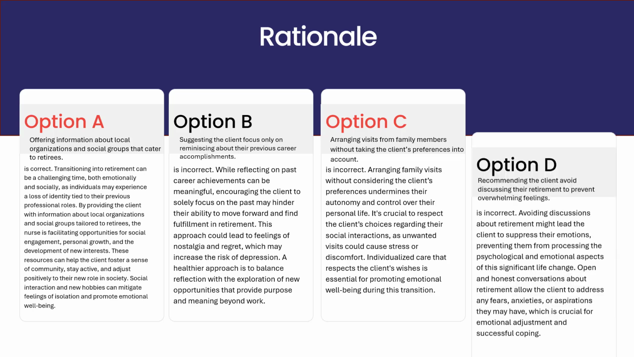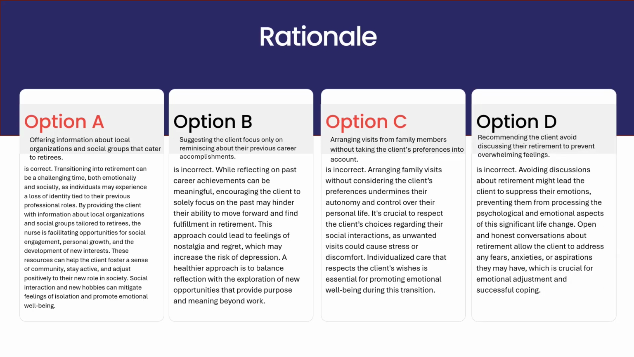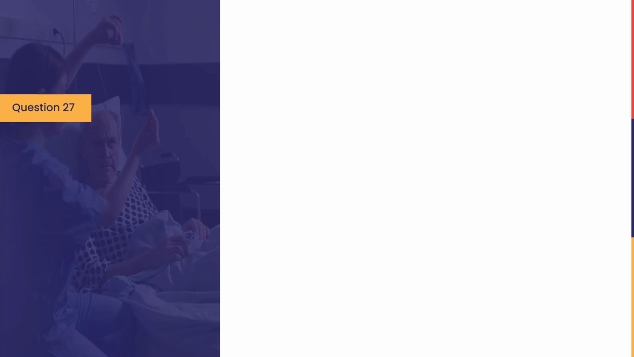D is incorrect. Avoiding discussions about retirement might lead the client to suppress their emotions, preventing them from processing the psychological and emotional aspects of this significant life change. Open and honest conversations about retirement allow the client to address any fears, anxieties, or aspirations they may have, which is crucial for emotional adjustment and successful coping. Let's move to the next question.